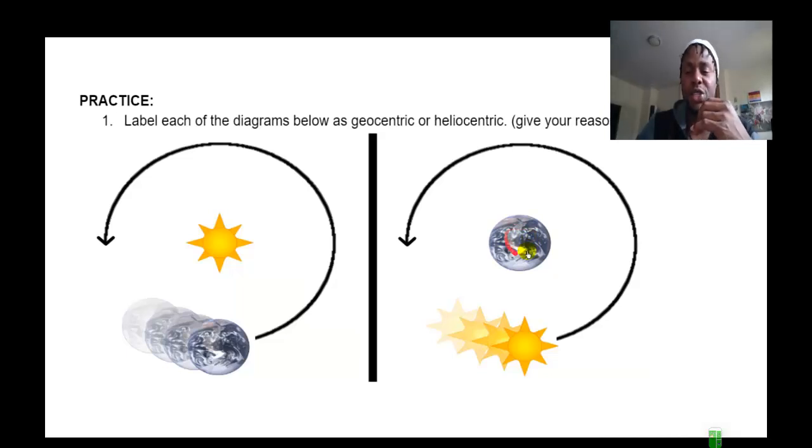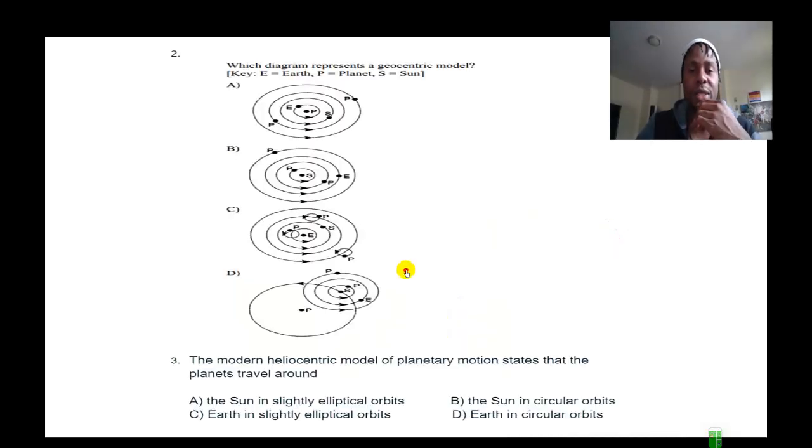So this is a geocentric model with the star revolving around the Earth. Question number 2 here says, which diagram represents a geocentric model? And we're given a key here. The letter E represents Earth, P represents planet, and S represents Sun. So we are looking for which of these diagrams represents a geocentric model.